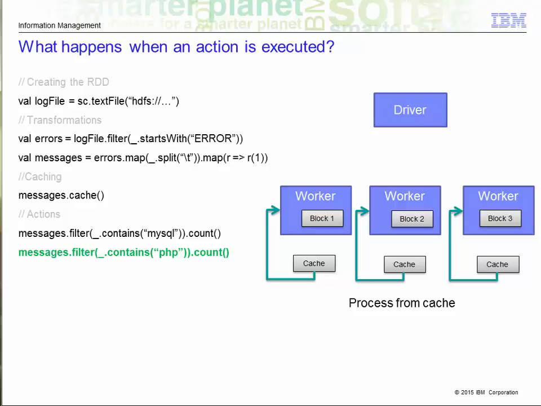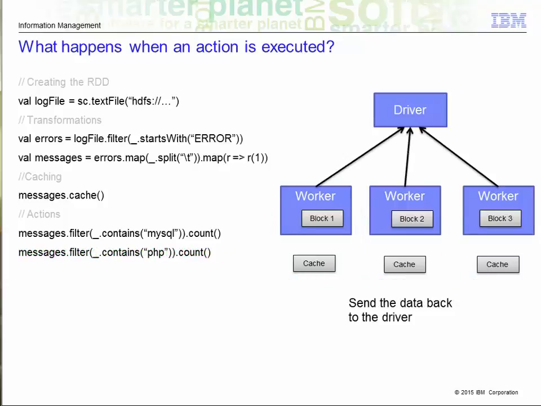To process the second action, Spark will use the data in the cache. It doesn't need to go to the HDFS data again. It just reads from the cache and processes the data from there. Finally, the results go back to the driver and we have completed a full cycle.